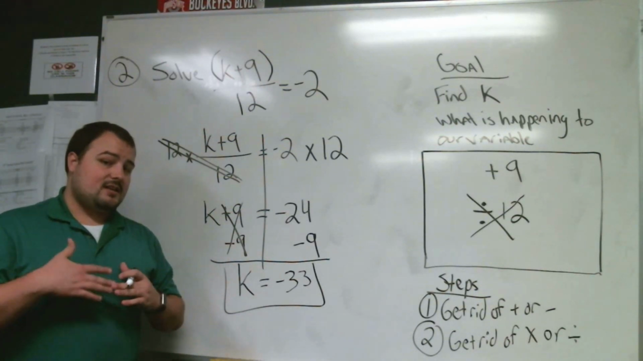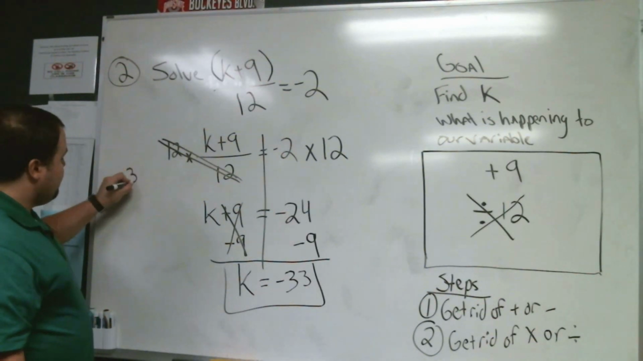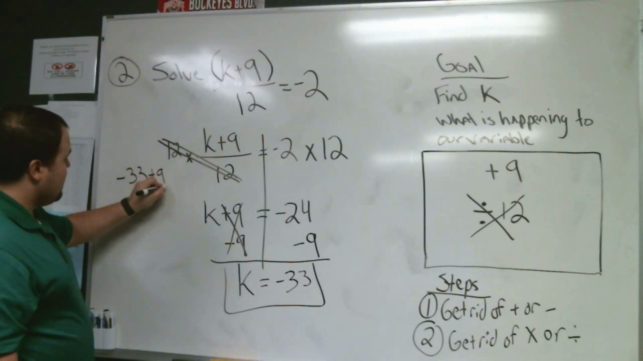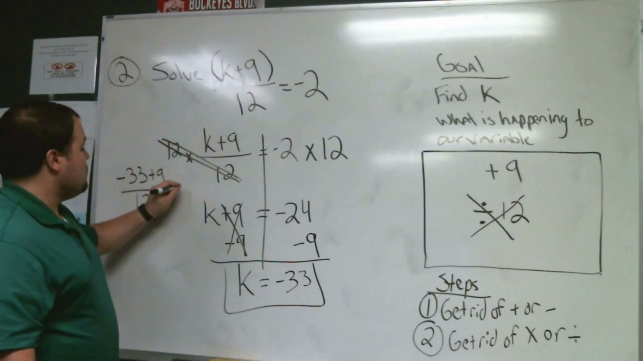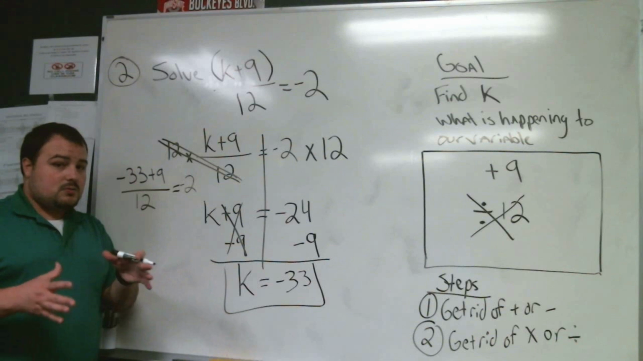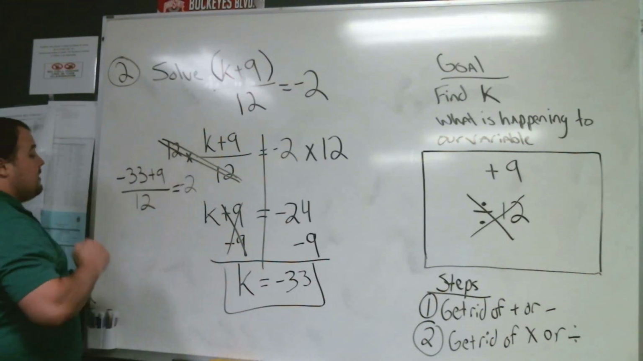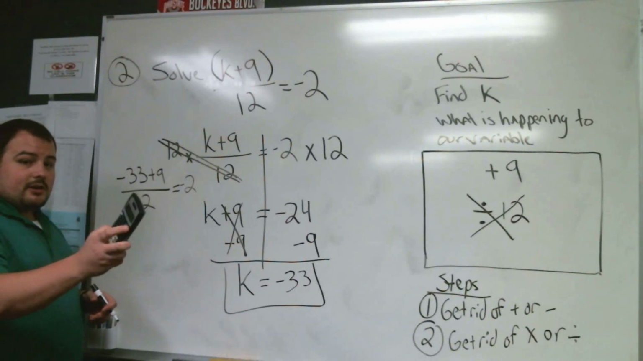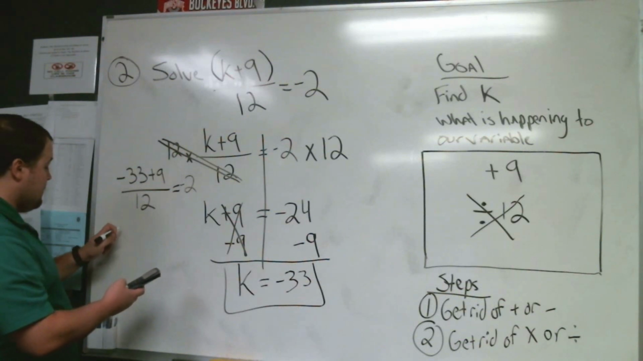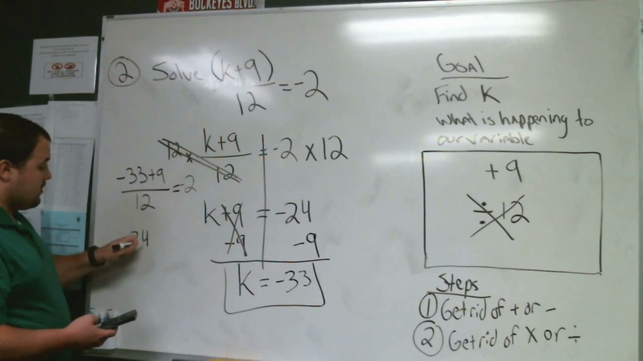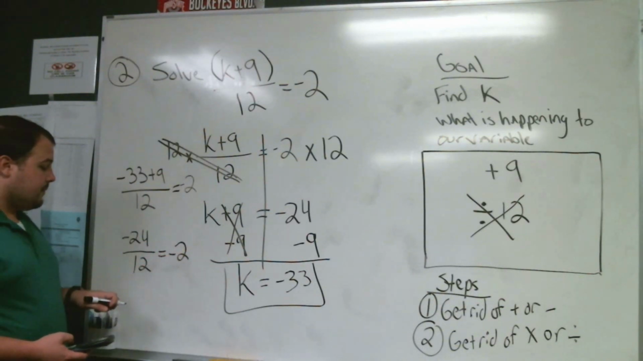I'm going to go ahead and check to see if this is true. So we have negative 33 plus 9, divided by 12, should equal a negative 2 for our final answer. And if it does, we get it right. So I'm checking my math. I plugged in negative 33 for the letter k. I'll use a calculator to help me out. Negative 33 plus 9, this is a negative 24, divided by 12, equals negative 2.